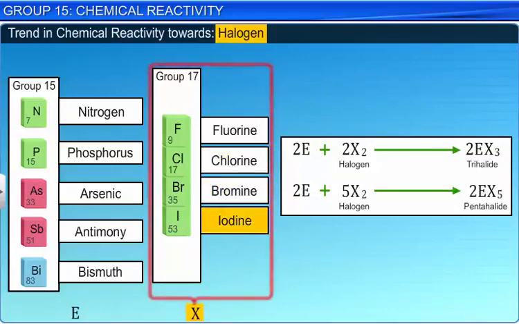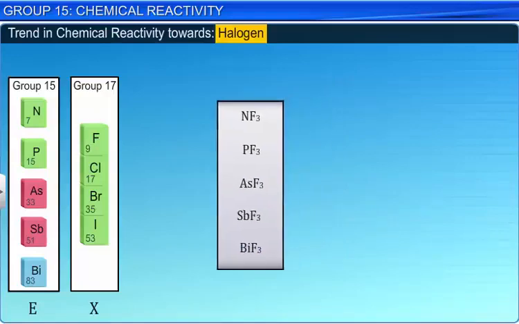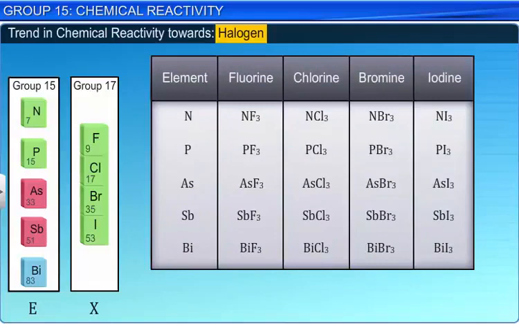For example, NF3, PF3, AsF3, SbF3 and BiF3 are trihalides. All the trihalides of these elements, except those of nitrogen, are stable. In case of nitrogen, only nitrogen trifluoride is stable.